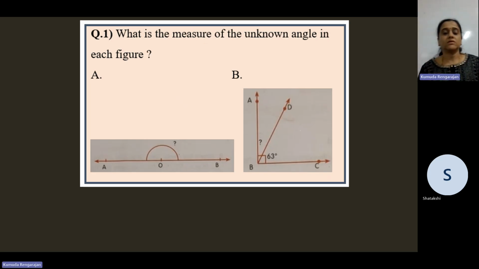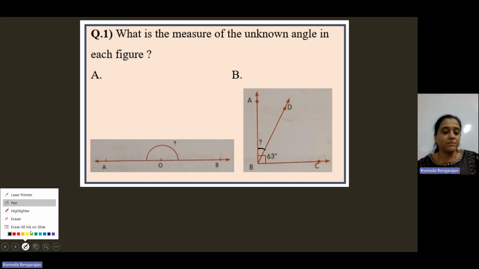Answer this one. What is the measure of the unknown angle in each figure? In the first figure, what's the measure of this angle? 180 degrees. Because AOB is a straight line. So the angle in the straight line is equal to 180 degrees. What's the measure of this angle? This portion. What's the measure of this angle?